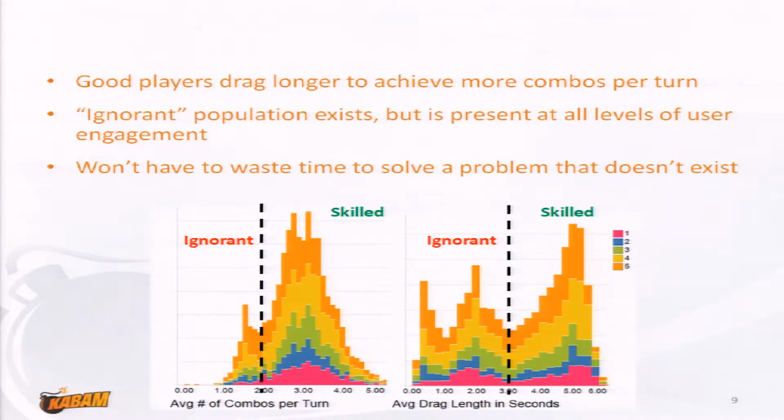And what you see here is we show the number of combos of our different players and the level of engagement, 1 being the least engaged and 5 being the most engaged, they play the most. You can see that across all the different engagement levels, we have skilled players and ignorant players. And the distributions are almost exactly the same. So in this case, the null hypothesis was we could not reject that.